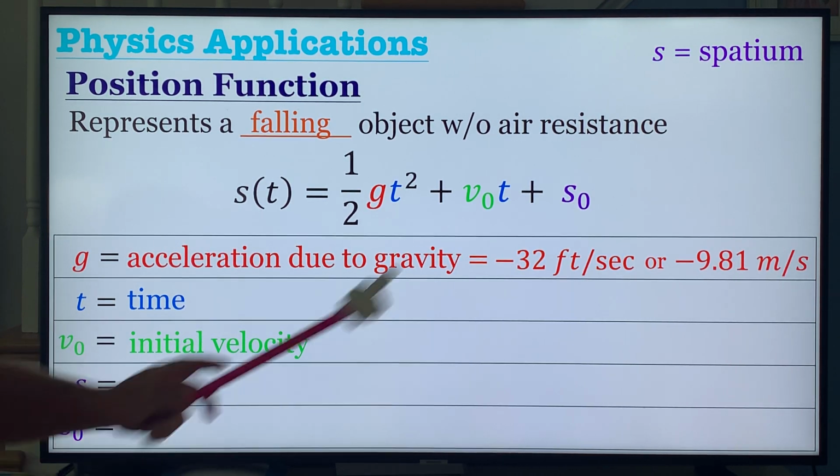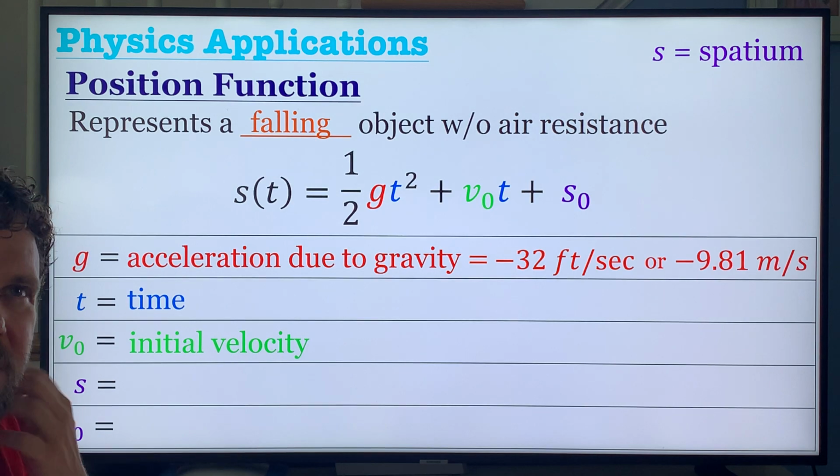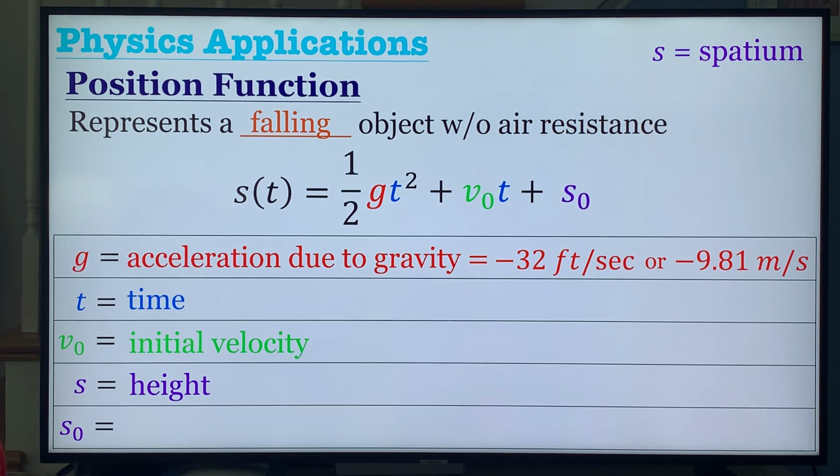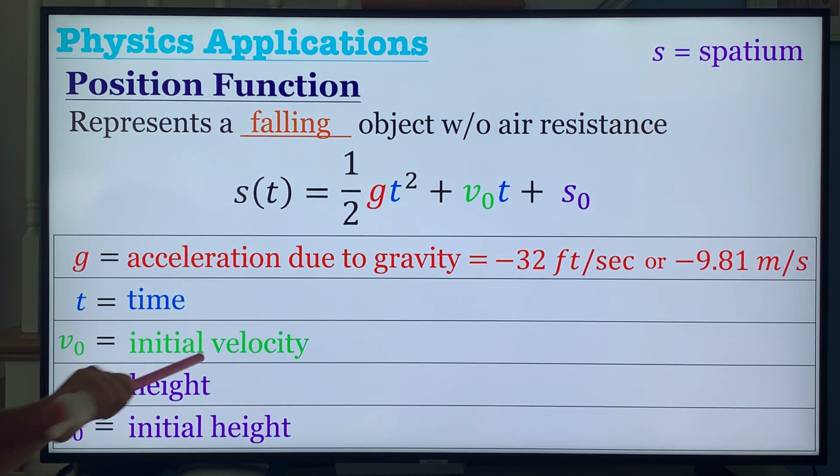The word S actually comes from the word spatium. Spatium stands for height. It's just a Latin word for height. That's why they use S and not H. So S0 would be the initial height, how high your object is to start. We'll be using this later on in the year. This is just so you know what all this stuff is.